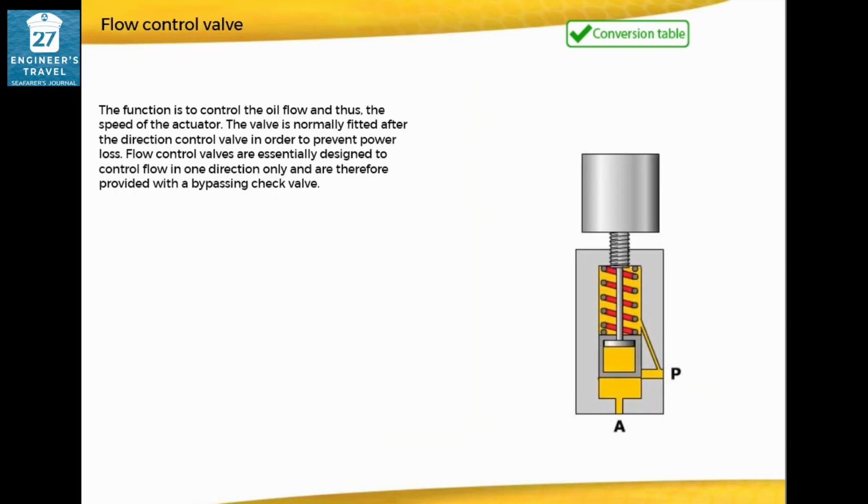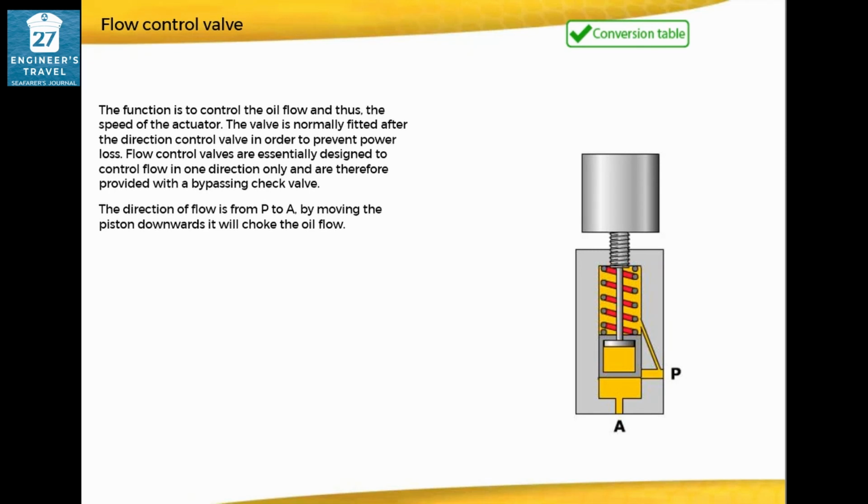The function is to control the oil flow, and thus the speed of the actuator. The valve is normally fitted after the direction control valve in order to prevent power loss. Flow control valves are essentially designed to control flow in one direction only, and are therefore provided with a bypassing check valve. The direction of flow is from P to A.